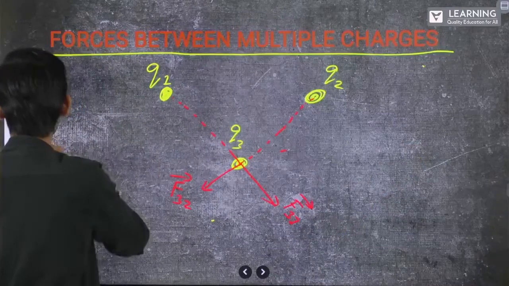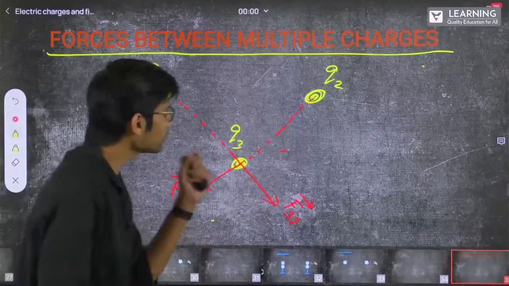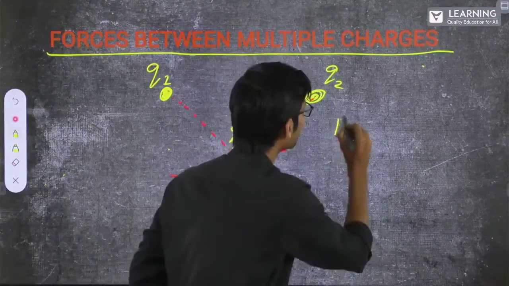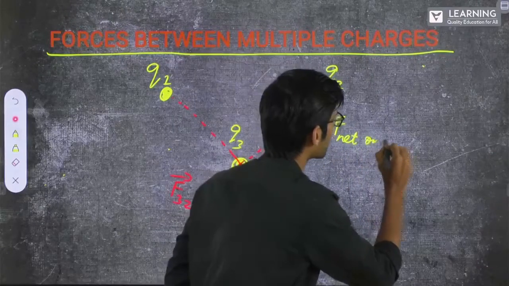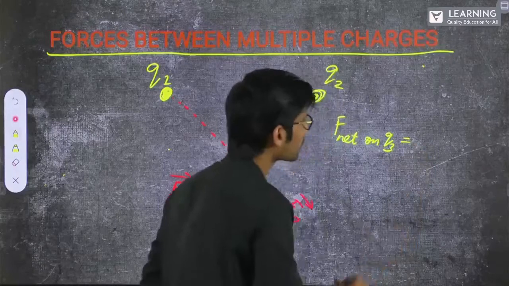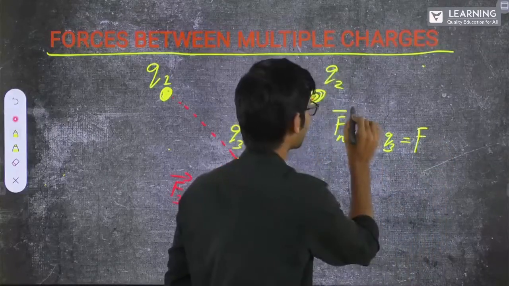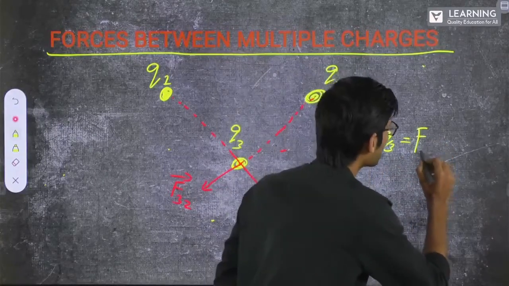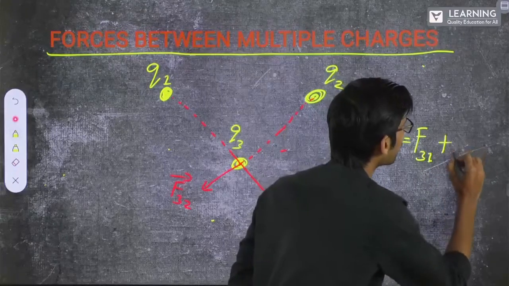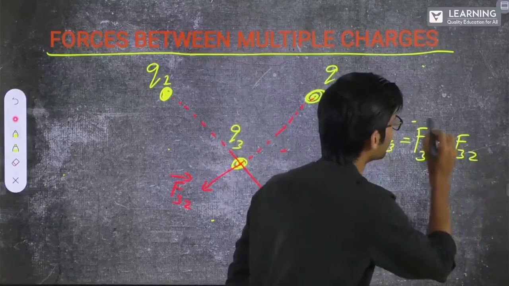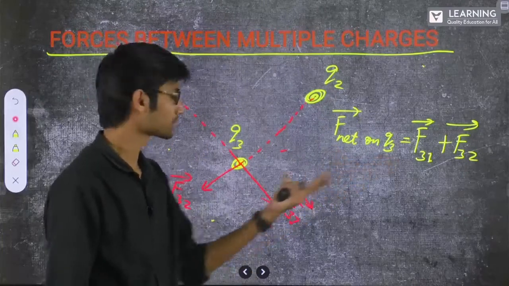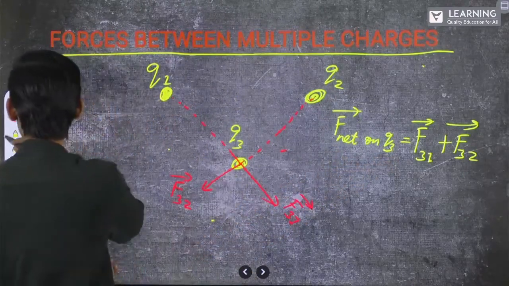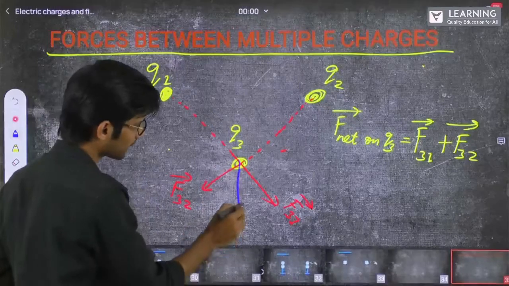So here, if I want to write F net on Q3, that is equal to force with direction: force on 3 due to 1 plus force on 3 due to 2. Got the point? So here some net force will come in this direction.